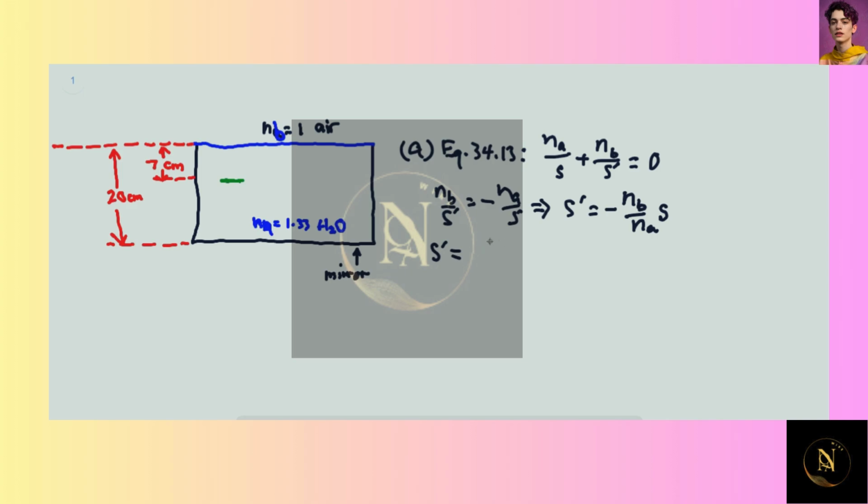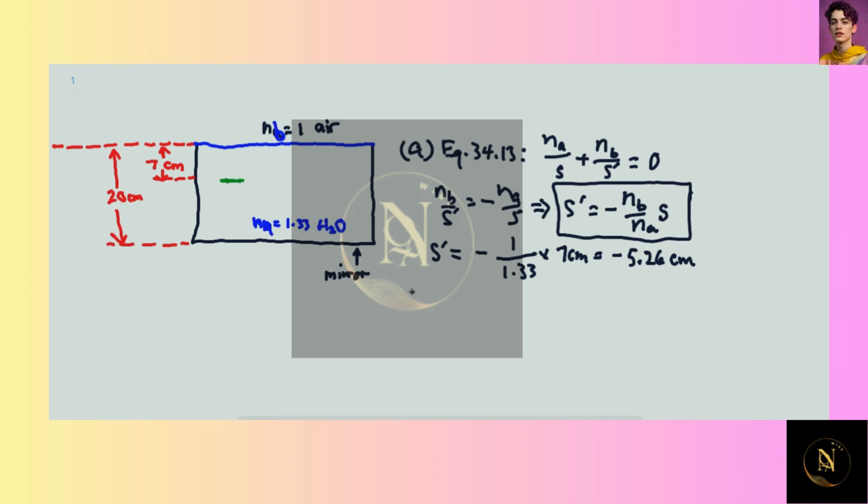So it's just a matter of plugging in the numbers. So we know that NB is 1. That's the index of refraction of air. And NA is 1.33, which is the index of refraction of water. And this is multiplied by the object distance, the actual distance of the object, which is 7 centimeters. And when you plug this in your calculator, you find that it's 5.26 centimeters. Okay, so minus 5.26 centimeters. And so this equation will be the main equation for this problem.